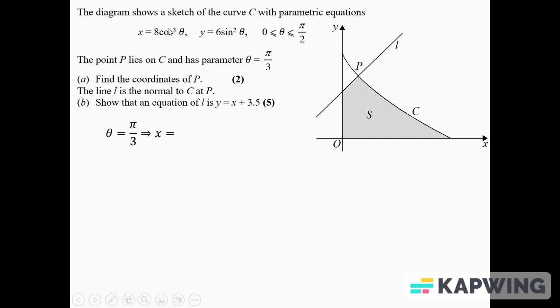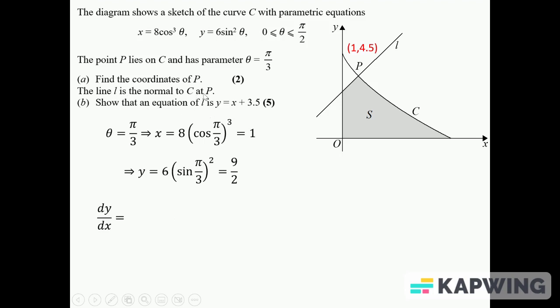So theta is pi over 3. Putting pi over 3 into the x, I'll have 8 times cos pi over 3 all cubed. Cos pi over 3 is a half, so this is just equal to 1. Put it into the y, I'll have 6 times sine pi over 3 all squared. Sine pi over 3 is a half. So that gives us 9 over 2, or 4.5, so the coordinates of P are (1, 4.5).